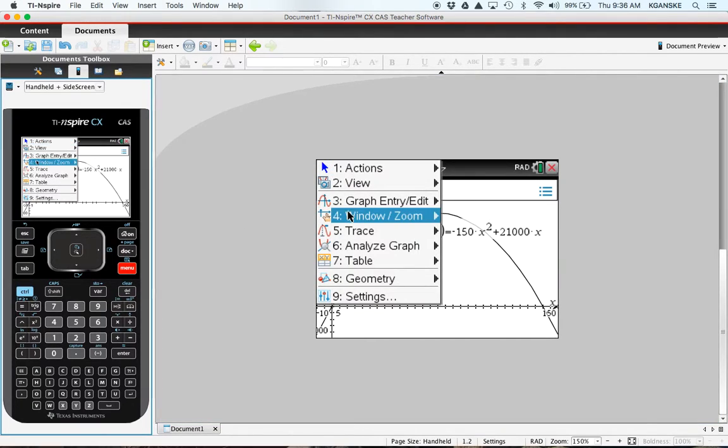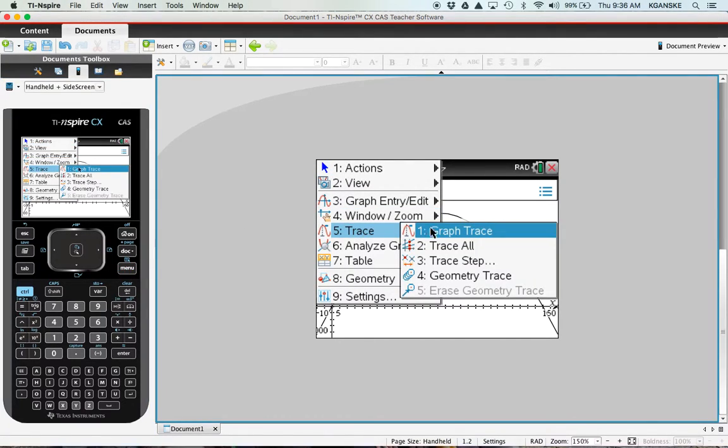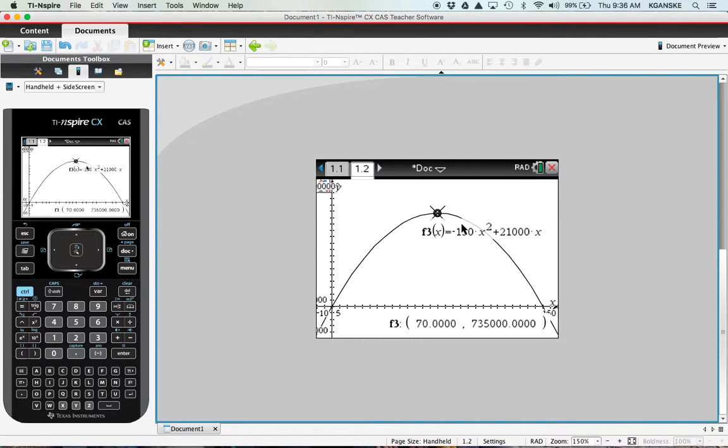Okay. So here, let's just look at trace real quick. Menu, trace. Okay. And so we can find the max by looking up here. Just wait till the little flag pops up. And it was right at $70. So when 70 goes in, 735,000 comes out. Okay. And if I wanted to find out what the revenue would be, they asked the question, what's the revenue at 100? I can just plug 100 in, and the revenue comes out.